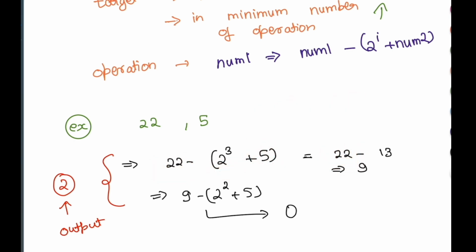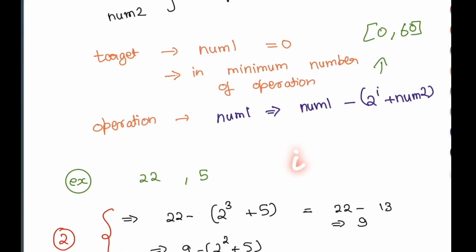So if you perform the operation one time, you can say 22 minus (2 to the power 3 plus 5). This will be 22 minus 13. The remaining value of num1 is 9. We have to make it equal to 0. So we performed the operation one time, but still the value is not 0. So the new value of num1 is 9, and this time we have kept the value of i equal to 2.